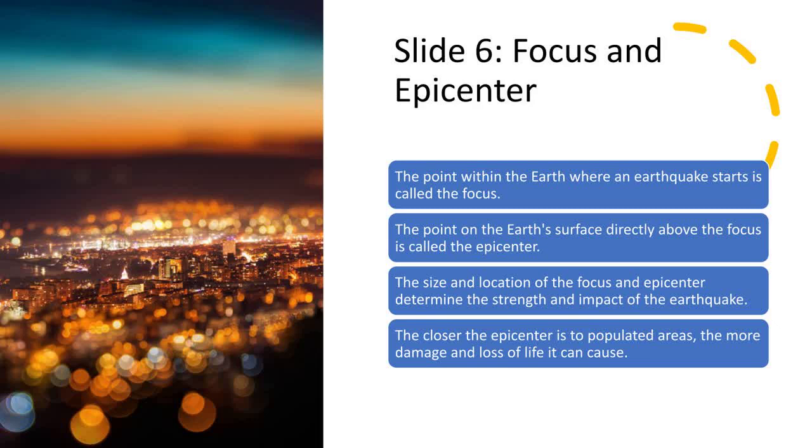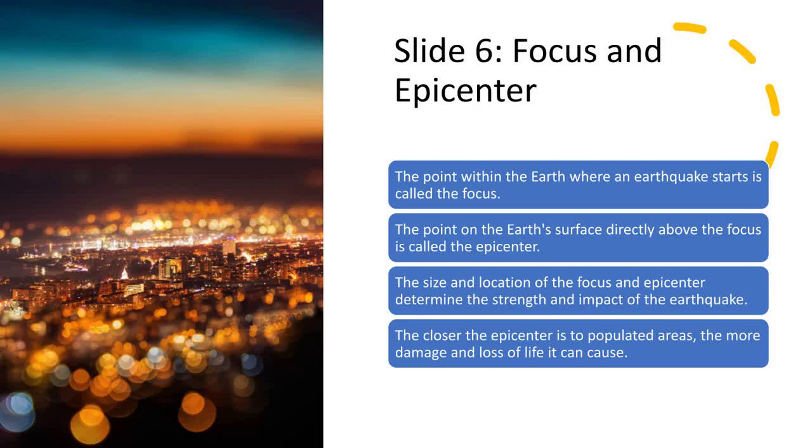The size and location of the focus and epicenter are the primary factors that determine the strength and impact of an earthquake. The depth of the focus, as well as the size and type of fault, can also affect the severity of the earthquake. The closer the epicenter is to populated areas, the more damage and loss of life it can cause. It is crucial to accurately locate the epicenter to determine the areas that will be affected and to issue appropriate warnings and response plans. Understanding the focus and epicenter of an earthquake is essential in predicting its impact and mitigating its effects.